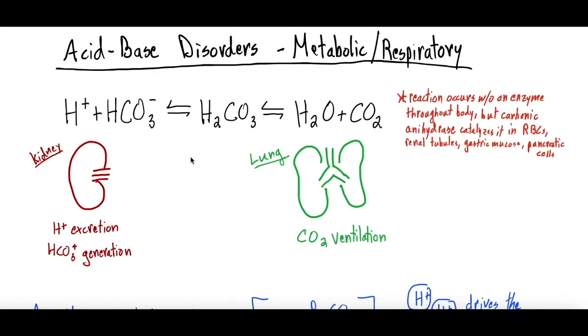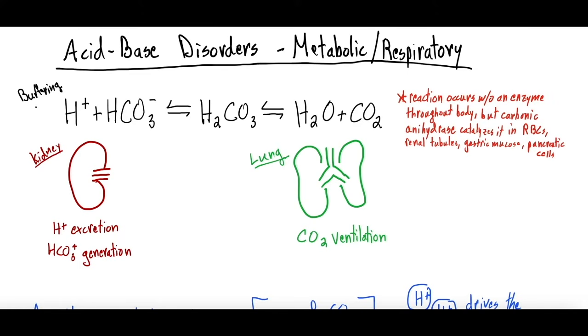So today we're going to be focusing on primary metabolic and respiratory acid-base disorders. What are they? Why do they happen? How do we determine what is metabolic and what is respiratory? And how can we conceptualize the physiology as a way to better remember what drives metabolic versus respiratory? To do that, we're going to start with the equation, the buffering system. That is the main buffering system of the body, and that is this equation here.